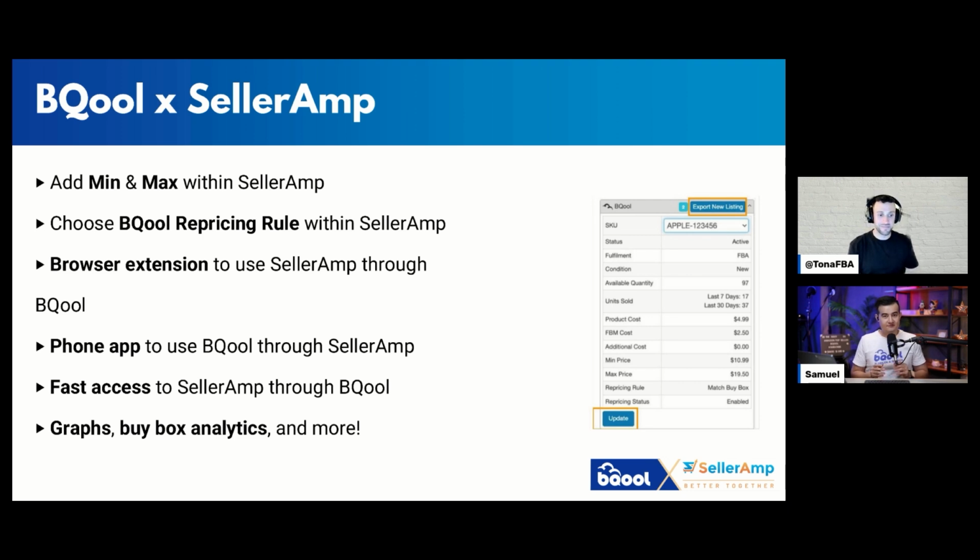Exactly. And then if you're a BQool customer and you're using SellerAmp as well, you can get a lot more data now, and vice versa too. If you're a SellerAmp customer and you use BQool, now you'll be able to get the number of units sold right inside SellerAmp, because we're able to pull all the data from the Amazon API coming in from BQool. And on the BQool side, you could see a lot more graphs. You could see Keepa data, buy box analytics, also the stock level of different products as well. And then this is really going to change the way that you do your workflow.